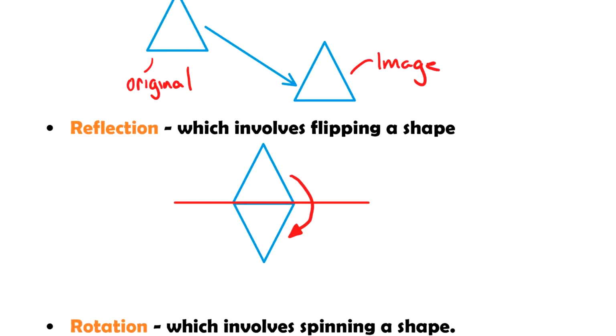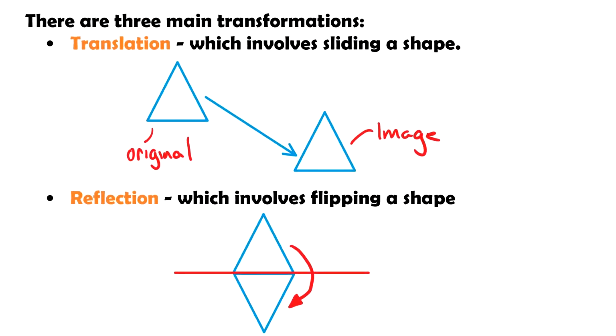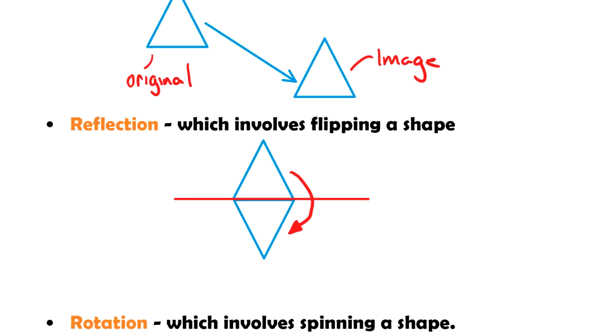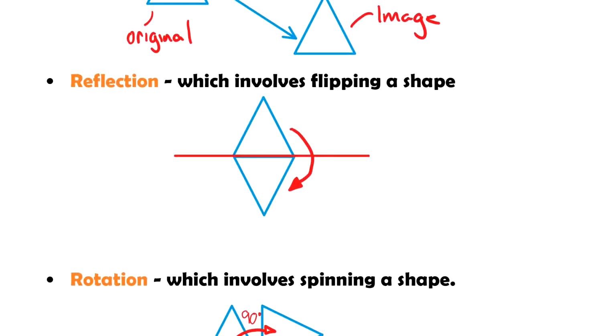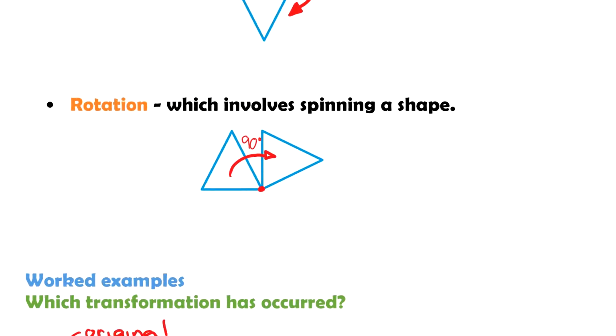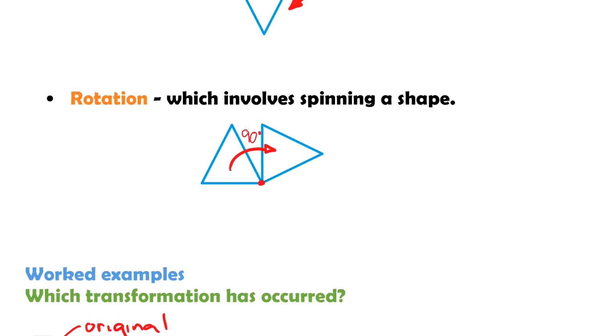So to quickly recap, you've got your three main transformations. You've got the translation, which is just sliding, just moving it around. Reflection, which involves flipping the shape, it's a reflection of the original. And finally, rotation, which involves spinning a shape at a set point. So in this case, it was the bottom right corner.